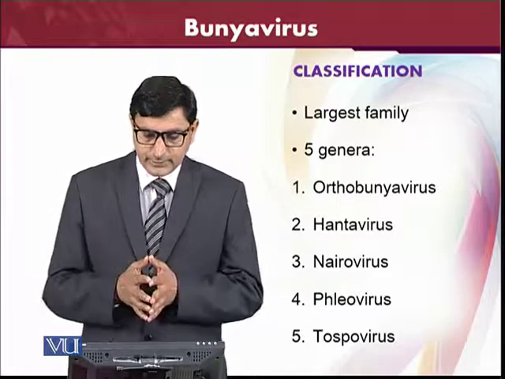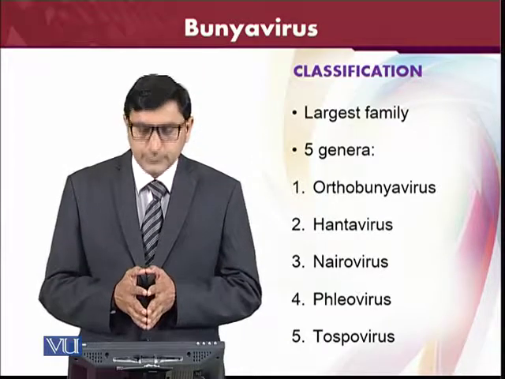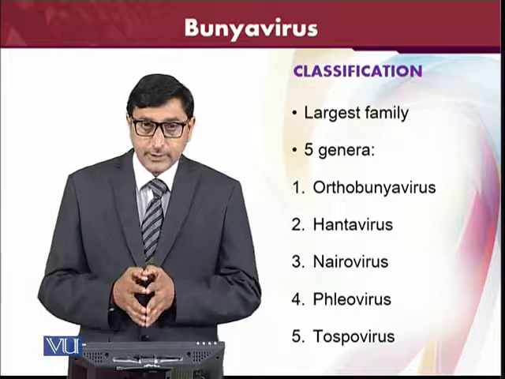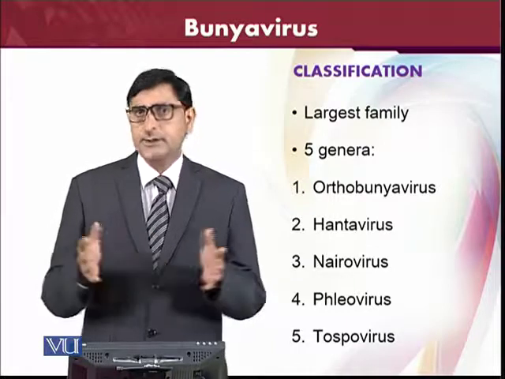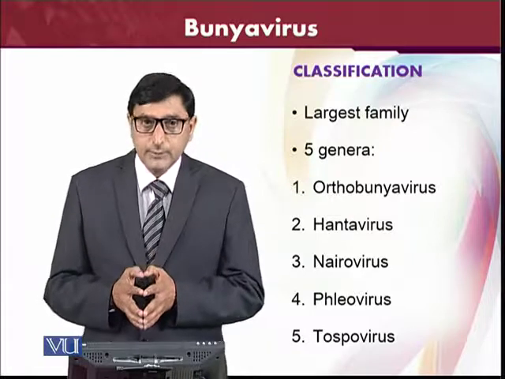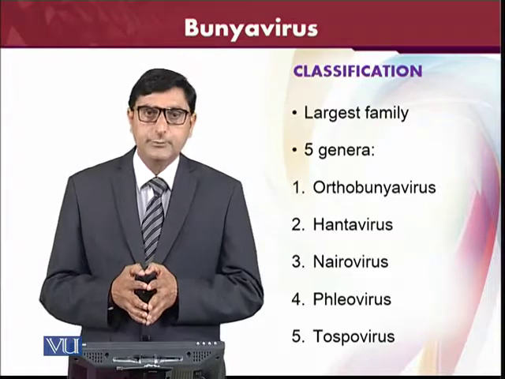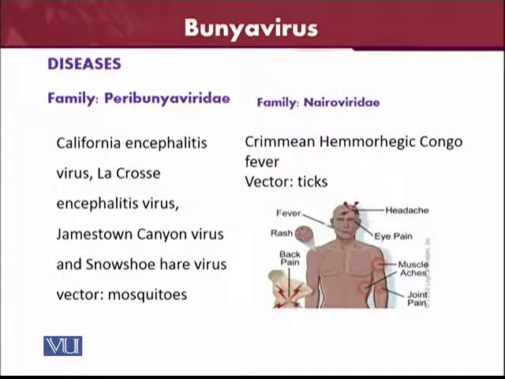Similarly, we are talking about the five genera of the Bunia viruses: Orthobunyavirus, hantavirus, which we already studied doesn't need the intermediate host, then nairovirus, phlebovirus, and then tospoviruses. We study the diseases which are caused by some of these special kinds of Bunia viruses as far as the families are concerned.